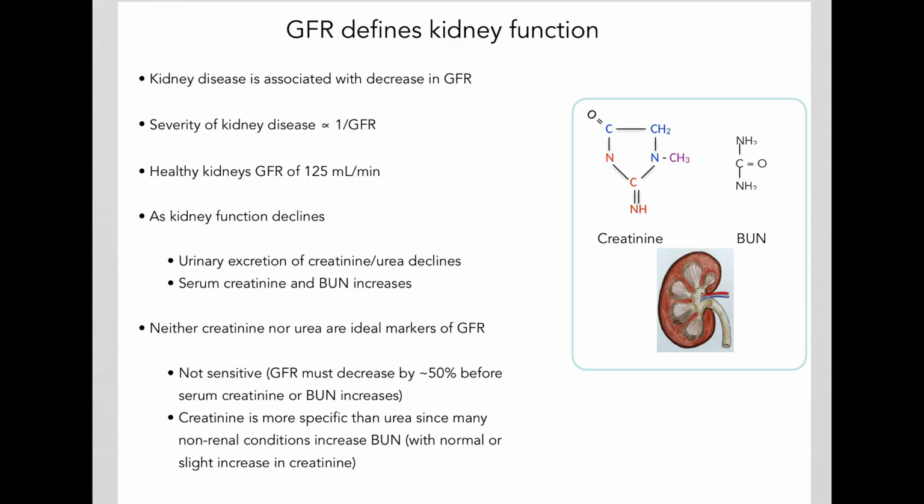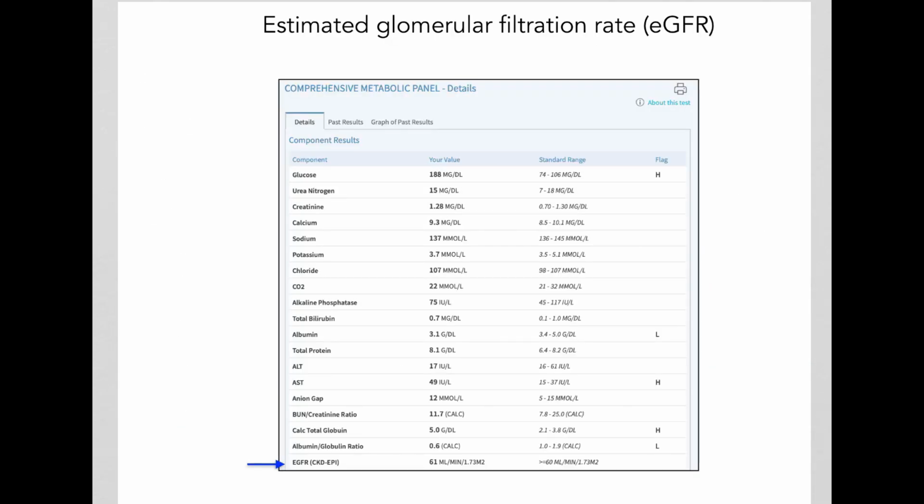Between the two, creatinine and BUN, urea, creatinine is preferred because it's more specific than urea, since urea is affected by several non-renal conditions where the creatinine is normal or just slightly increased. So since GFR is related to kidney disease, it's not surprising that clinically one of the tests that we do is what we call estimated glomerular filtration rate, or eGFR.